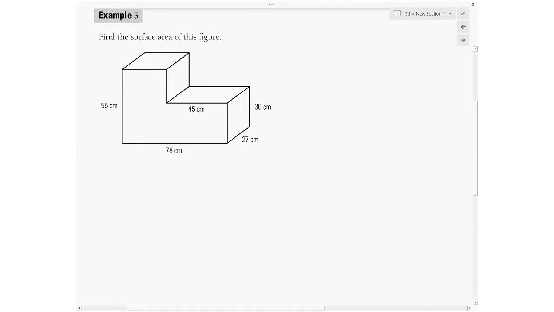We want to find the surface area of this figure. We could draw out the net. I'm not going to. You could also do an exploded net where you do each separate piece. I'm just going to think about what I've all got here.